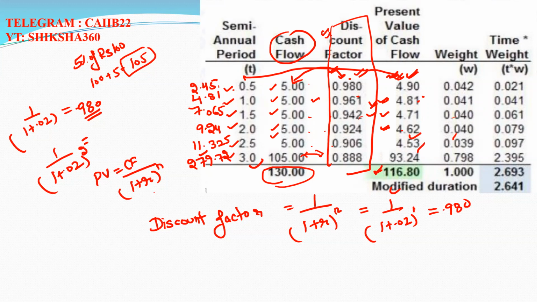So when we add all these values, how much will we get? 279.72 plus 11.325 plus 9.24 plus 7.065 plus 4.81 plus 2.45. Please tell fast also. We will get here 314.61.